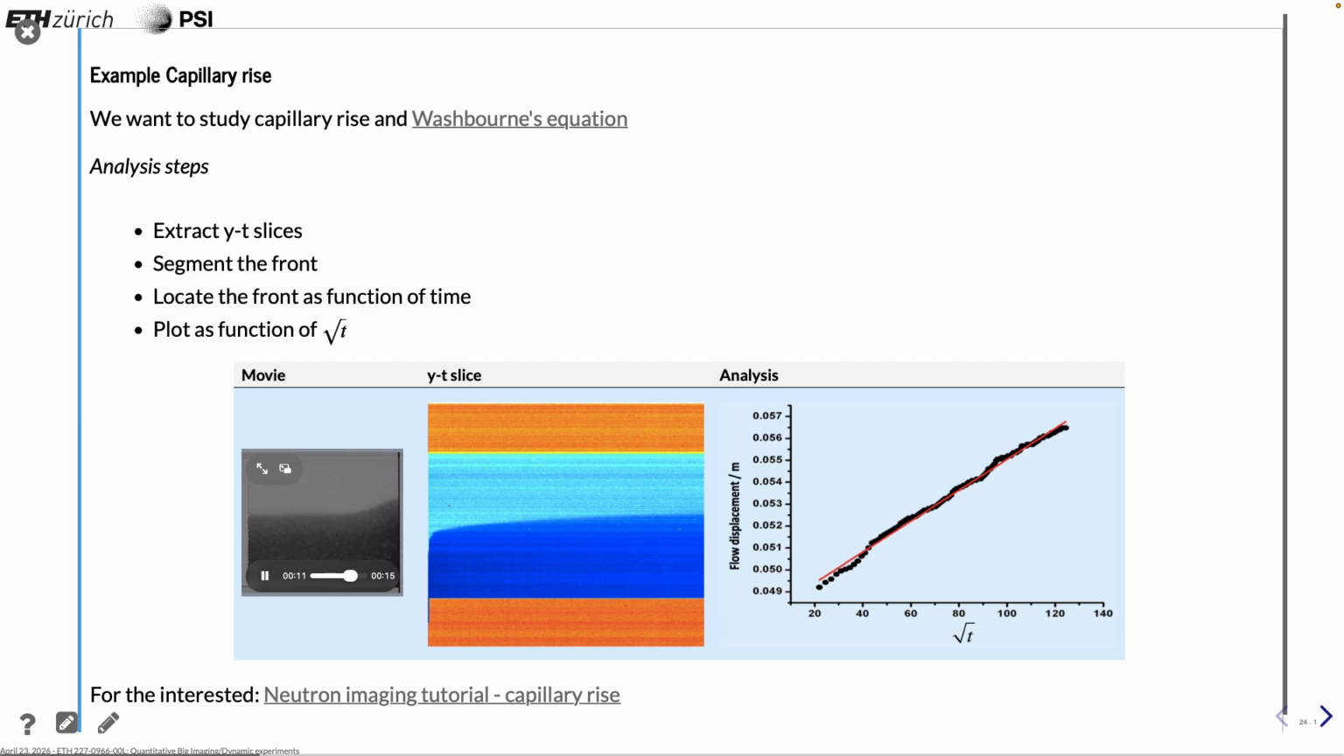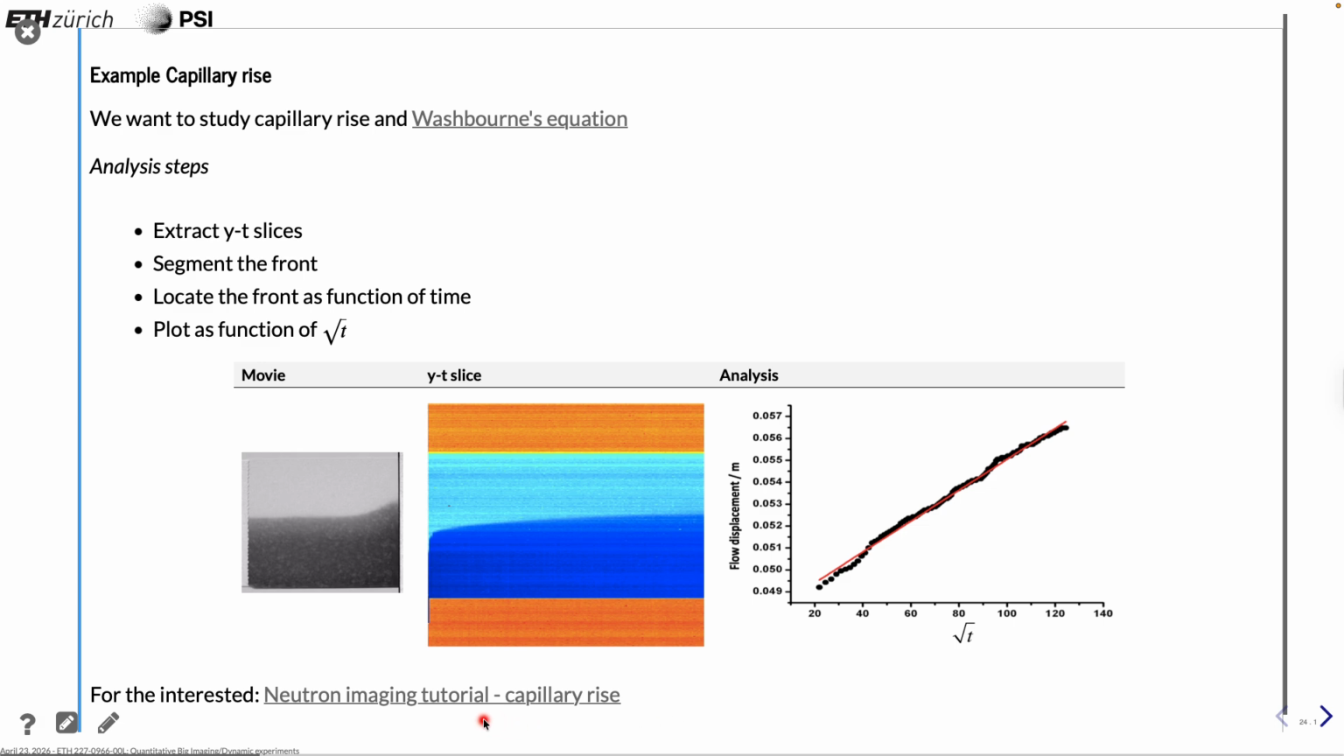And if I look at the YT slice of this one, it looks like this. And with some image processing, I extracted the point of this front. And the measured points actually follow a straight line if you measure it as proportional to square root of t, which is actually confirming Washburn's equation for capillary rise.